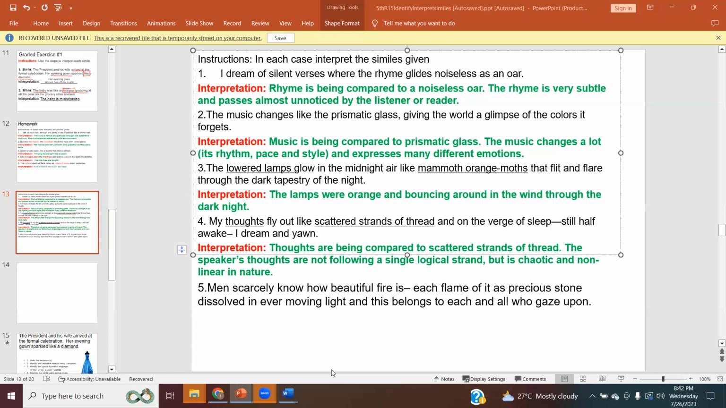Okay. So what two things are being compared now? The beautiful fire and precious stones. Very good.